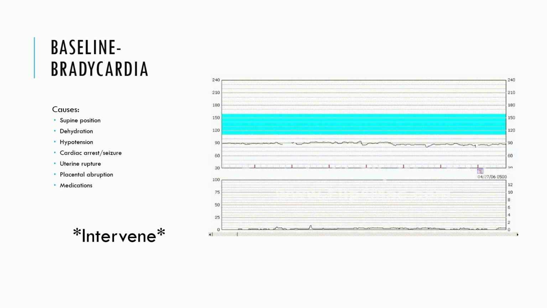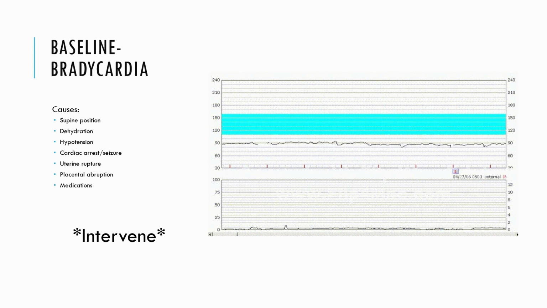The opposite of tachycardia is bradycardia. So this is where our baseline is less than 110. On this strip here, you'll see this blue box. That would be your normal baseline in there, 110 to 160. Our baseline on here is less than that. It's more around 90. So our baby's heart rate is low.